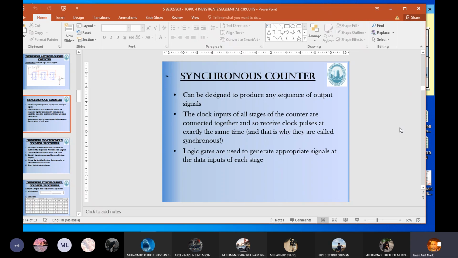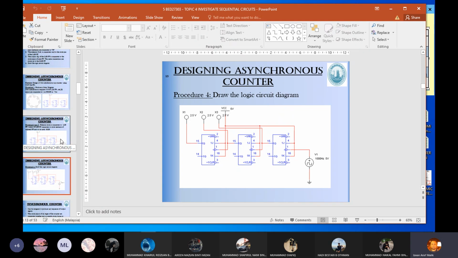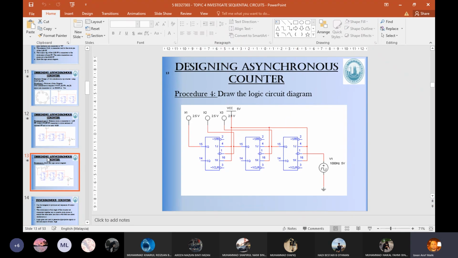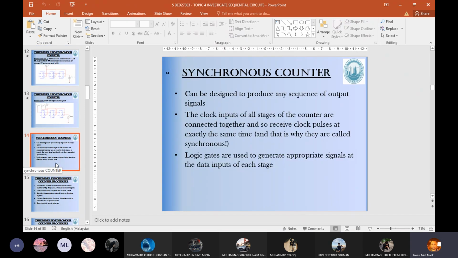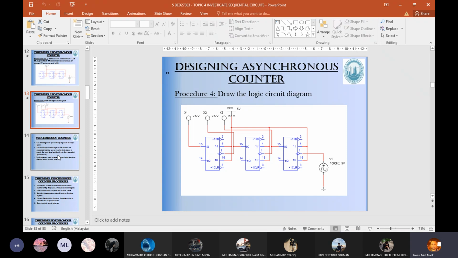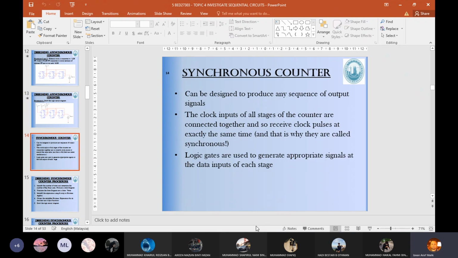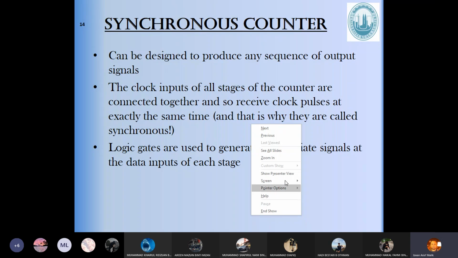Okay. So today I will continue our lecture from where we have stopped last week, which is the asynchronous counter. So today we will continue with the synchronous counter. Okay, last week asynchronous, now synchronous. So first we look into the theory part first.